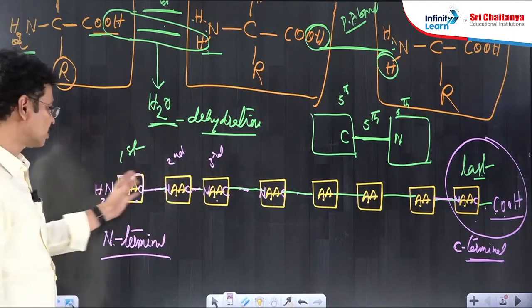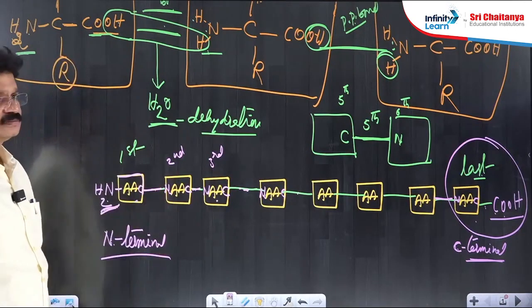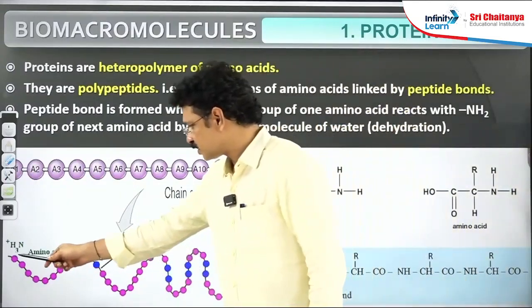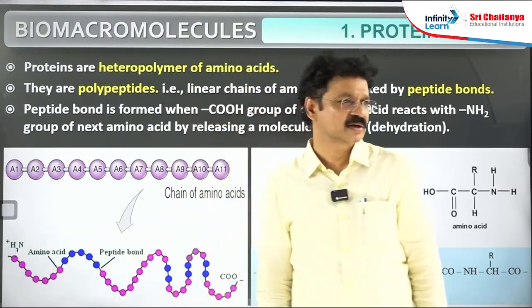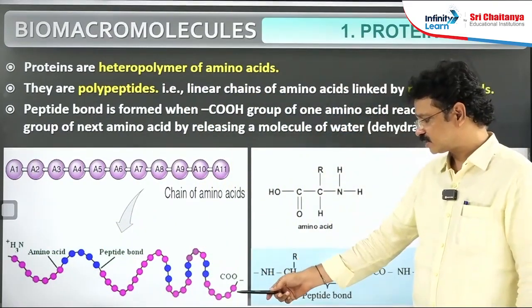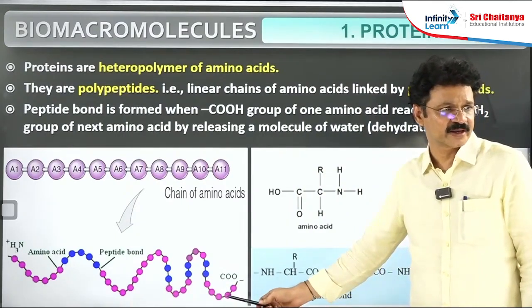It is about the polarity of these two ends of the polypeptide chain. Observe the images given on the board. In this long polypeptide chain, the first end is the N-terminal because the amino group is free. The last end is the C-terminal because C for carboxyl group is free.